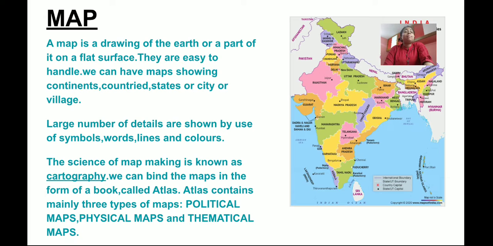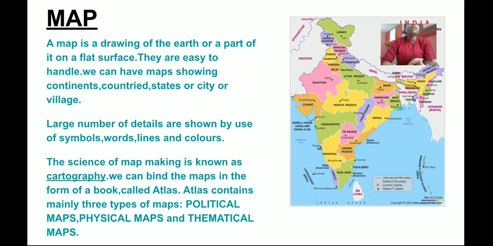We can bind maps in the form of a book. It is very difficult to understand how much information a map can contain. A lot of information is contained in a map. A detailed map is not less than a voluminous book. So we need an atlas. We can bind the maps in the form of a book called an atlas. An atlas contains mainly 3 types of maps: political map, physical map and thematic map.